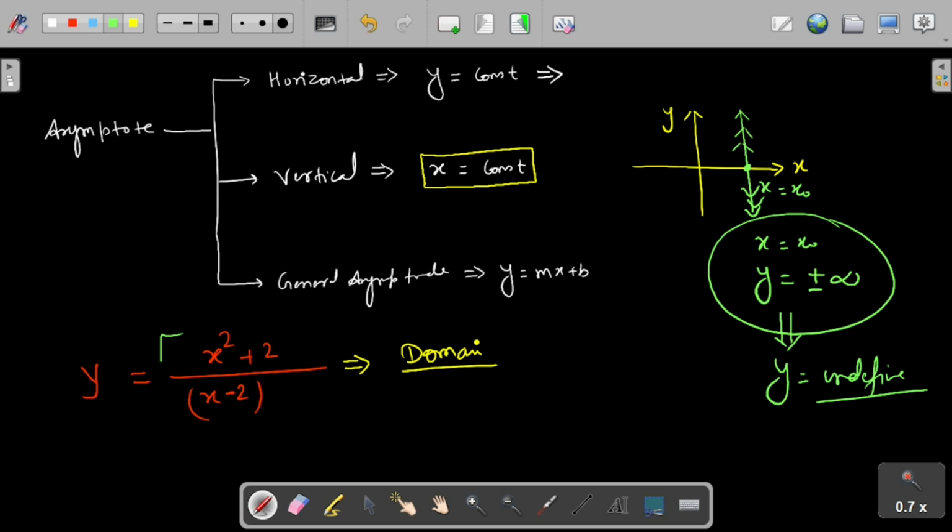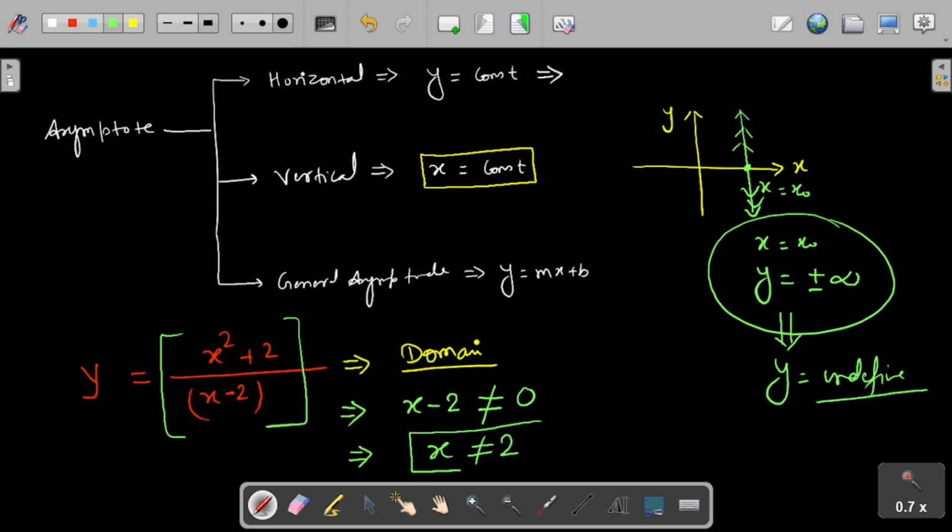So if you want to find a vertical asymptote, just find its domain, right? The restricted part of the domain is your vertical asymptote. For example, here it's a rational function, and for the domain you can write x minus 2 should not be equal to 0. Why? If x minus 2 equals 0, your function will go undefined. So here x should not be equal to 2. So this restricted part will be your vertical asymptote.